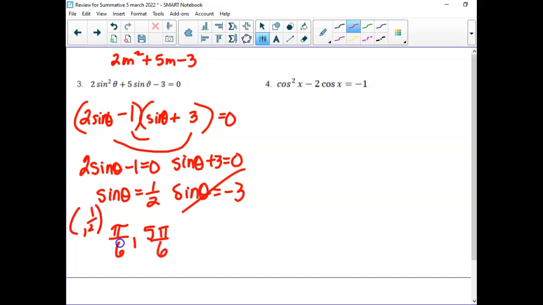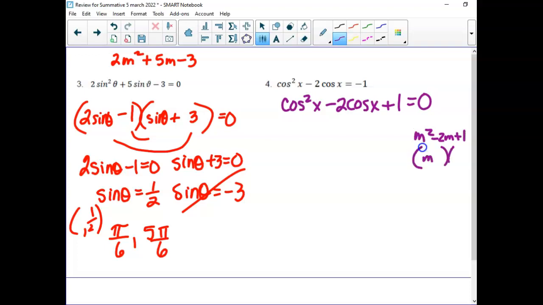Okay. Now, what about number 4? What did we say had to happen first? Yes, so if we add the 0 over to this other side so that it's equal to 0, I get cosine squared minus 2 cosine plus 1. All right, again, if that said m squared minus 2m plus 1, we'd have an m and an m. Okay, we got a 1 at the back. How are we going to get a minus 2 in the middle? Minus 1 and minus 1?